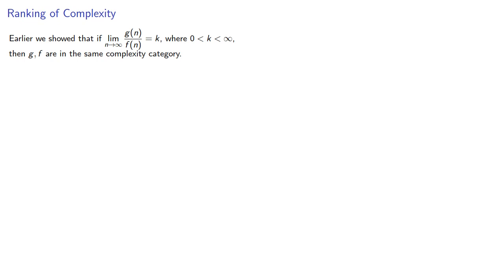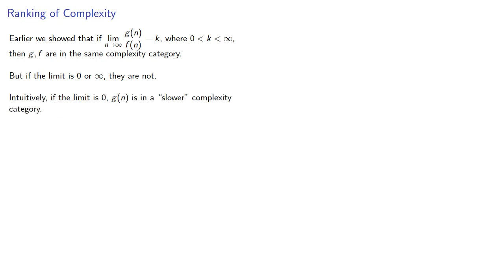Earlier, we showed that if the limit of the quotient of two complexity functions is k, some number between 0 and infinity, then the two functions are in the same complexity category. But if the limit of the quotient is 0 or infinity, they're not. Intuitively, if the limit is 0, g of n is in a slower complexity category. And an algorithm that takes g of n steps will run faster than an algorithm requiring f of n steps.